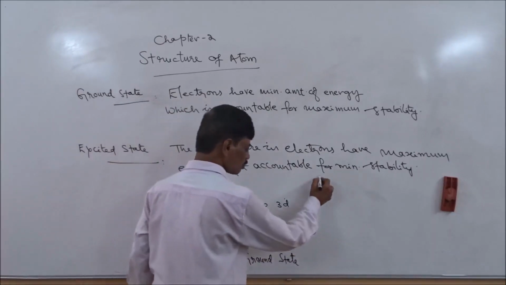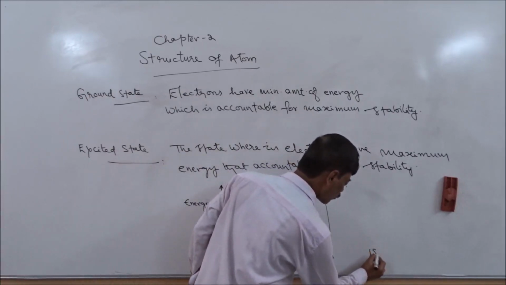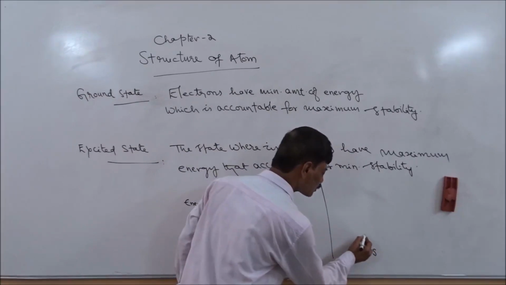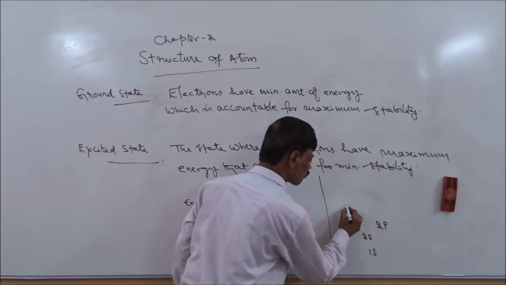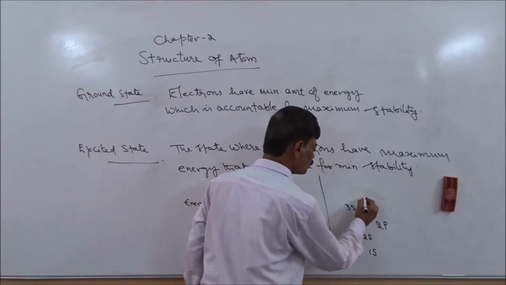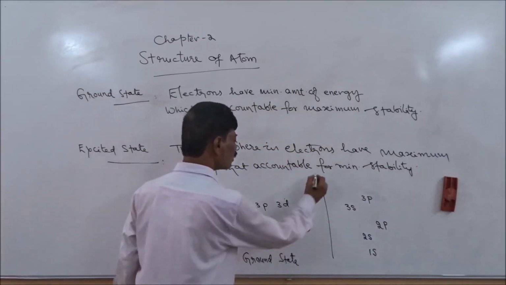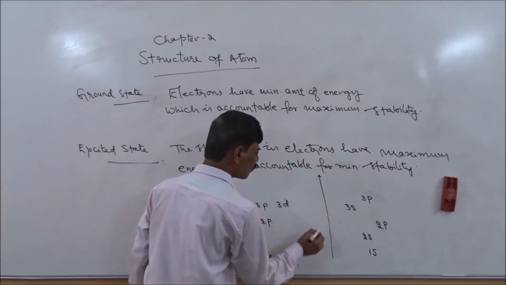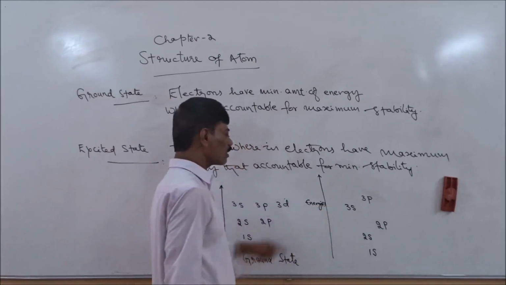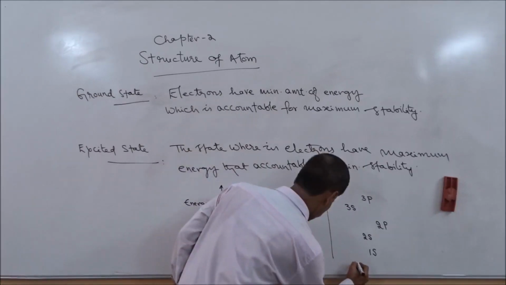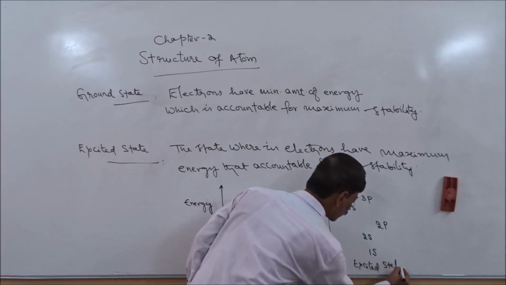Now if we move to excited state, 1s orbital, next 2s, 2p, 3s, 3p, in that way it is. So here energy values, imagine, are taken on this axis. This is the case of excited state.